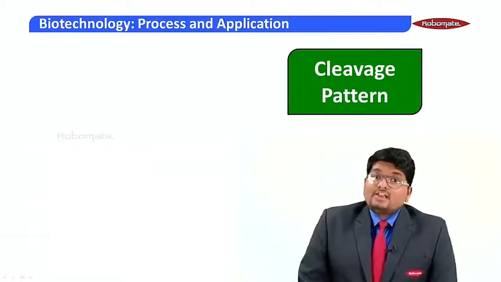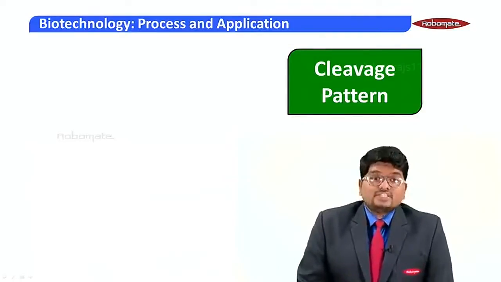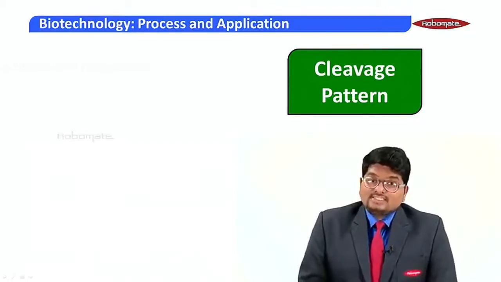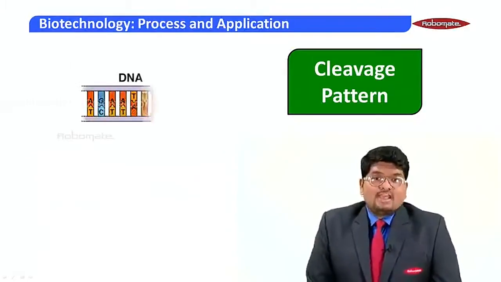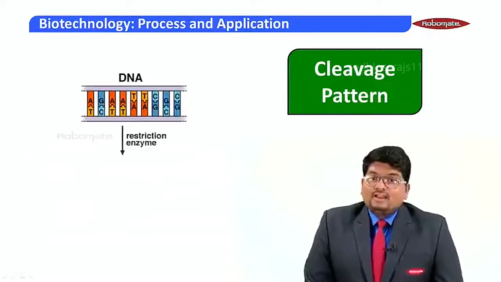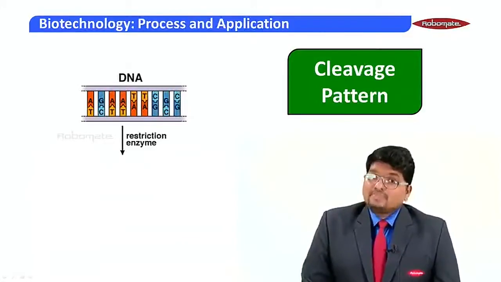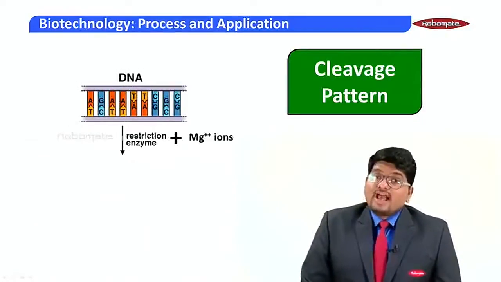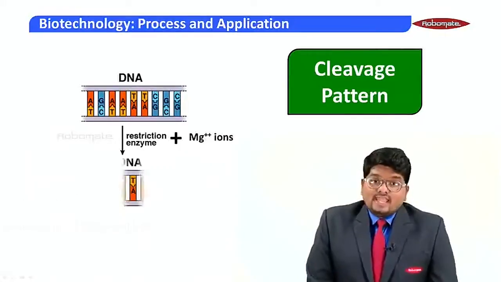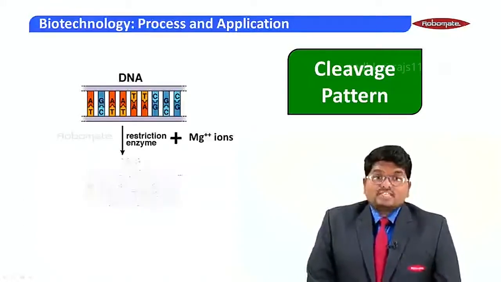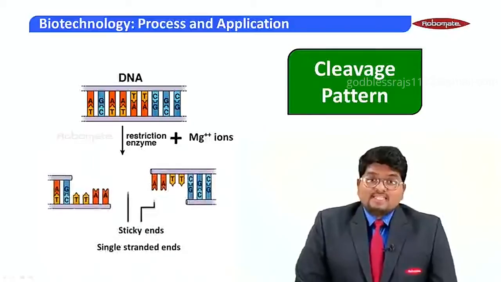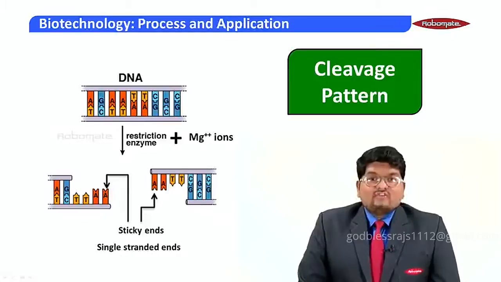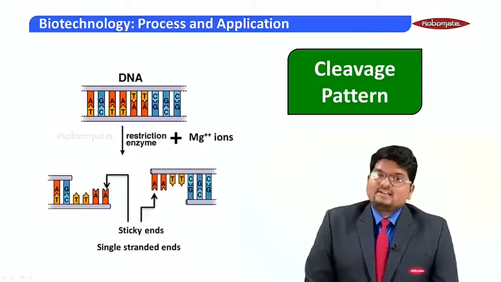Remember what restriction fragments are? The type of restriction fragments that we get after the action of restriction endonucleases is termed the cleavage pattern. Here I have a DNA molecule and I cut it with a restriction enzyme. These restriction enzymes require Mg2+ ions for their action, and when they cut the DNA, we get a pattern of restriction fragments termed sticky ends. Sticky ends are nothing but single stranded ends of the DNA molecule. So this is the cleavage pattern.